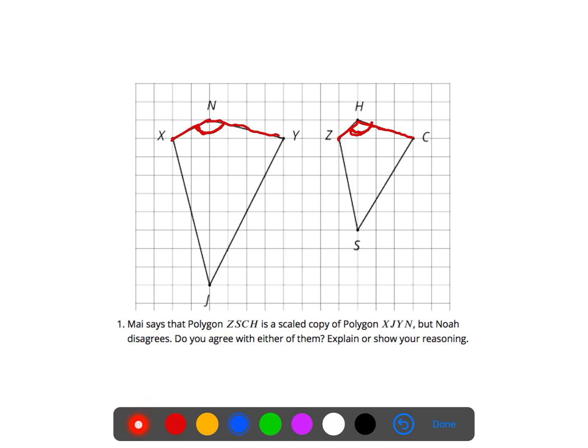If we look at angle NXJ, let me try to trace that again, NXJ, compared to its corresponding angle HZS, it is slight, but this angle HZS looks like a larger angle than it does here on the figure. And if we were able to trace these on a piece of paper and overlay it, you would see that they're not the same. These angles are not the same.